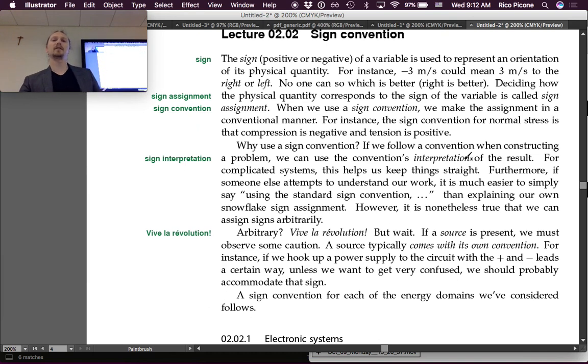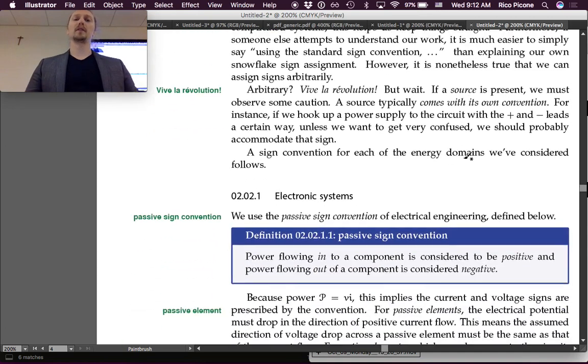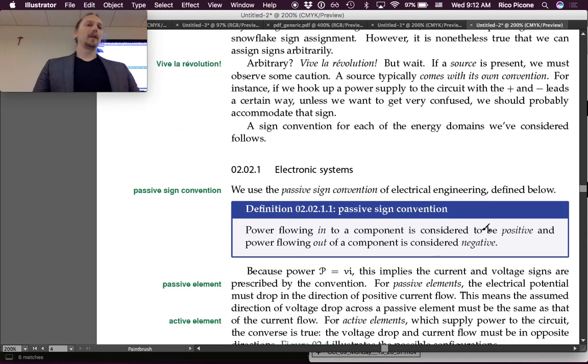A sign convention for each of the energy domains we've considered thus far follows. The electronics one is actually very familiar to us because we have already looked at it before. We use the passive sign convention of electrical engineering defined below. Power flowing into a component is considered to be positive, and power flowing out of a component is considered to be negative. All right?